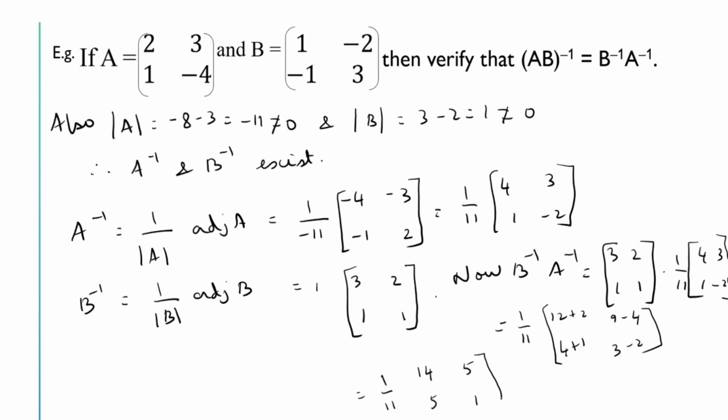We have already got this as AB the whole inverse. So the same matrix we have got as AB the whole inverse. Therefore, AB the whole inverse is equal to B inverse A inverse.